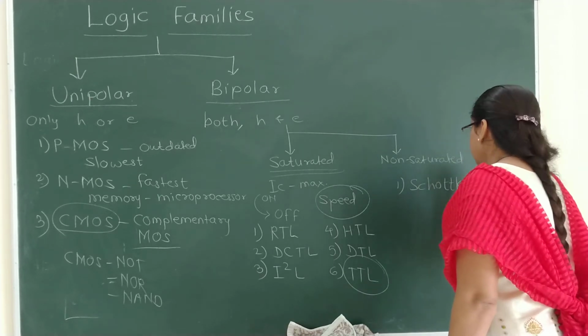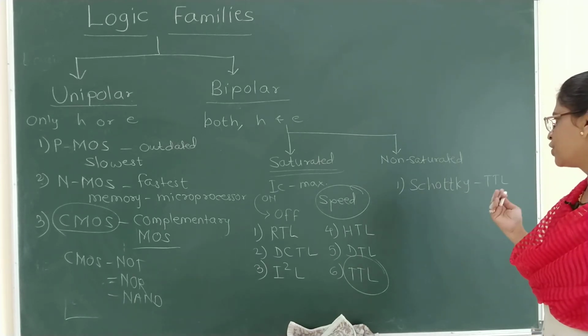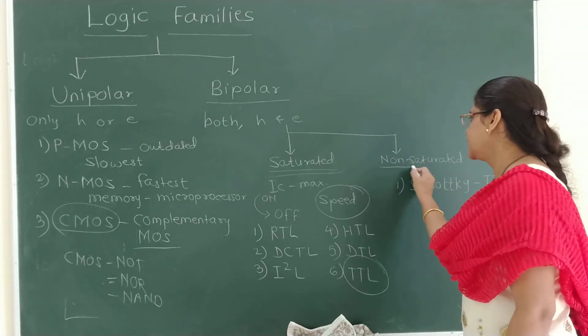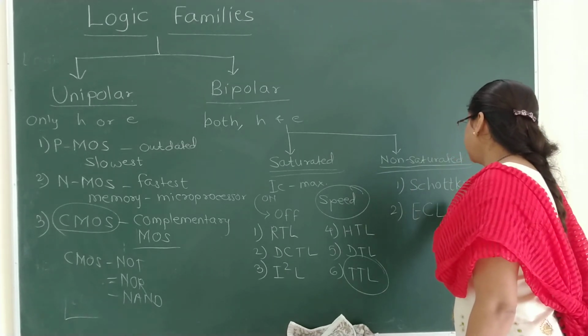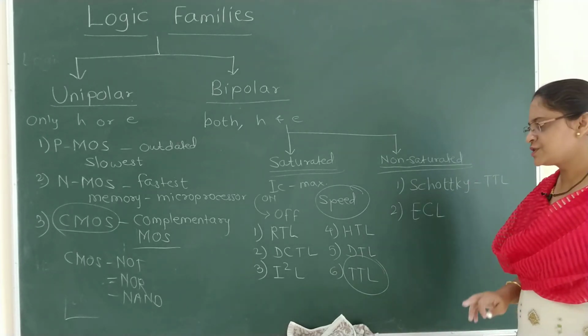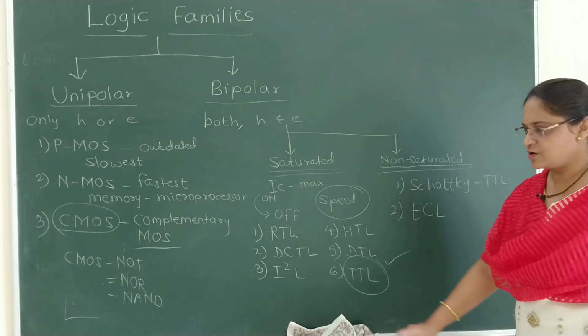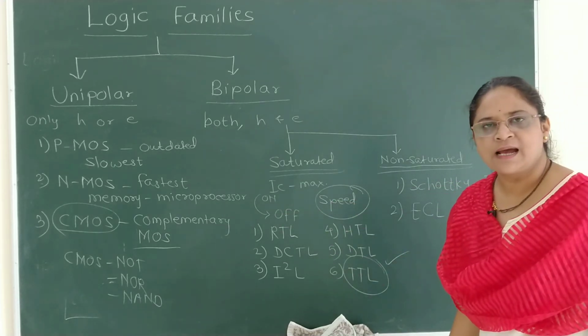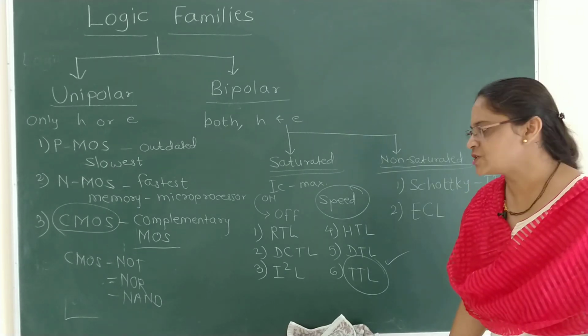It means a Schottky diode can be used along with a transistor. It shows the Schottky TTL non-saturated bipolar logic family, and the second one is emitter coupled logic. So in this chapter, we have to study two types of logic families: transistor logic, and from unipolar, complementary MOSFET for different logic functions.